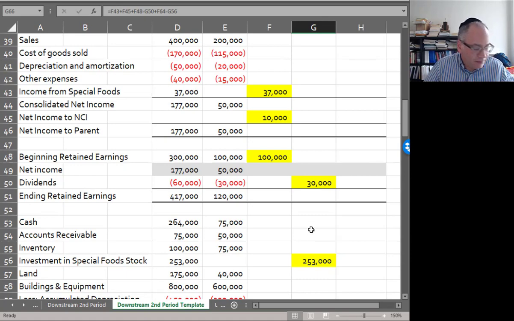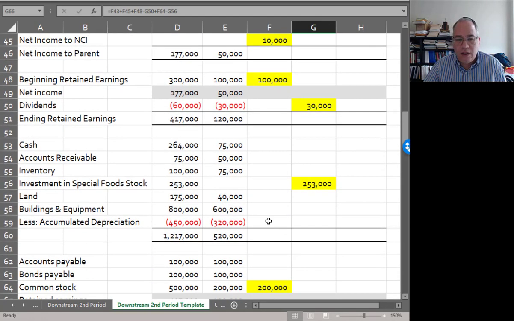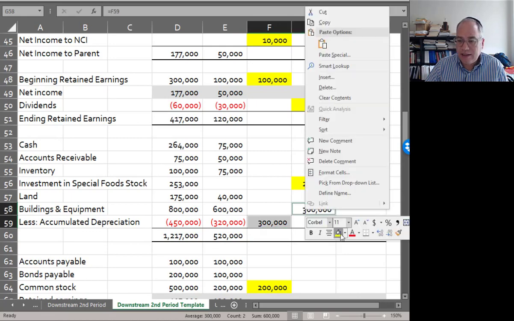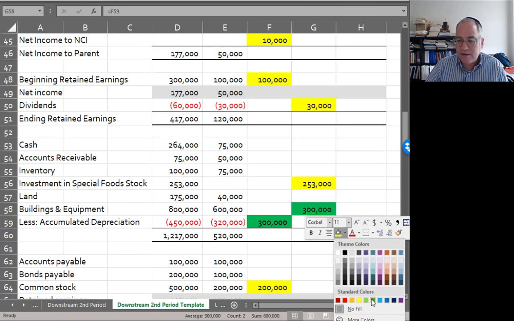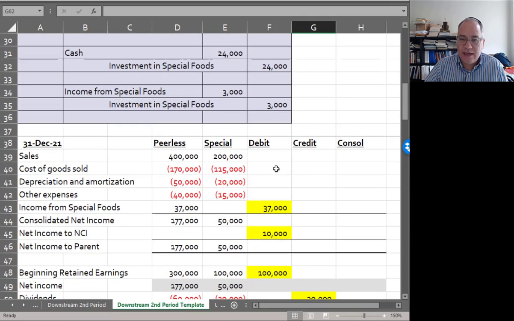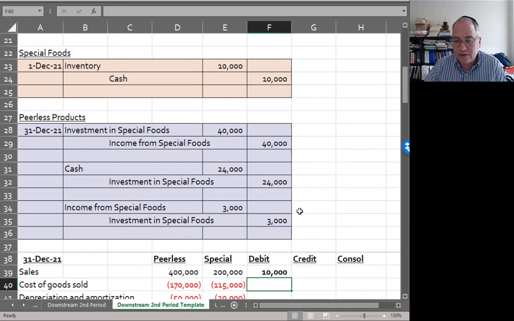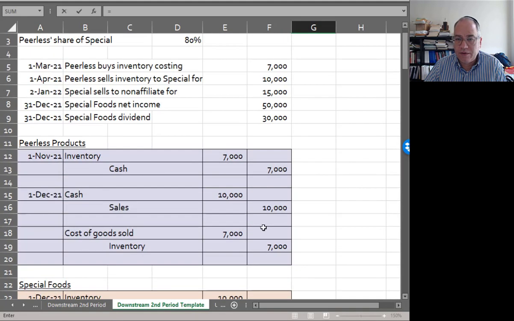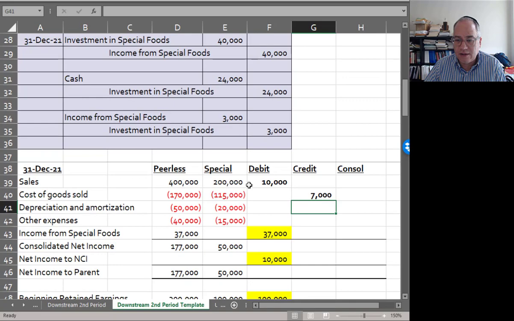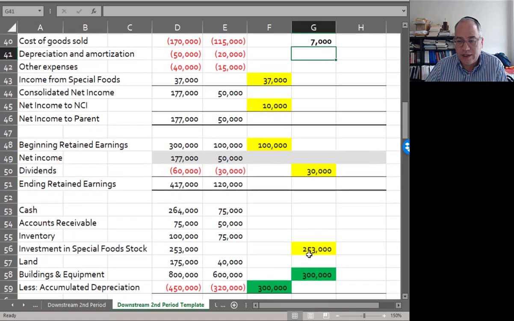But that's not it. There's also going to be the optional accumulated depreciation entry, which is just $300,000. And I need to eliminate this gain. The way I'm going to eliminate the gain is by debiting sales for the full amount of the sale, $10,000, crediting cost of goods sold for whatever the parent recorded, $7,000, and the difference between these of $3,000 is going to go to inventory.